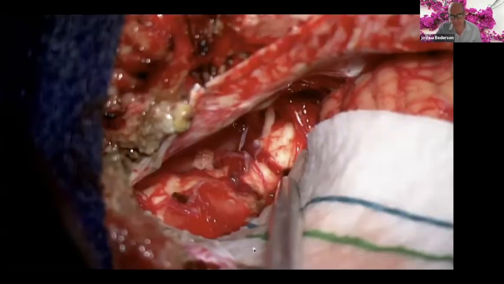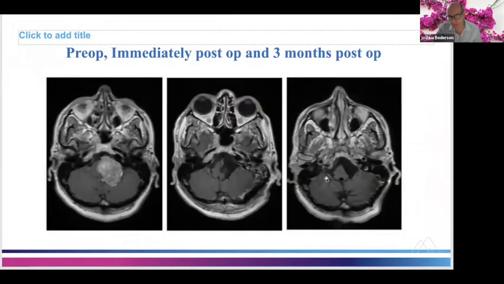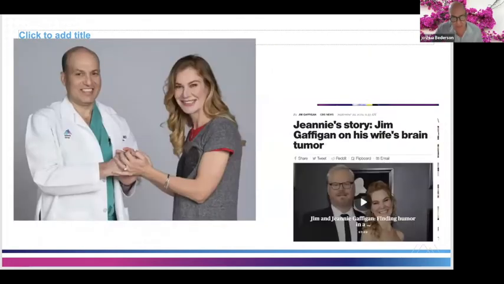And then at the end, we see the final result. And then a gradual return towards baseline with an intact face in this patient who happens to be a celebrity.